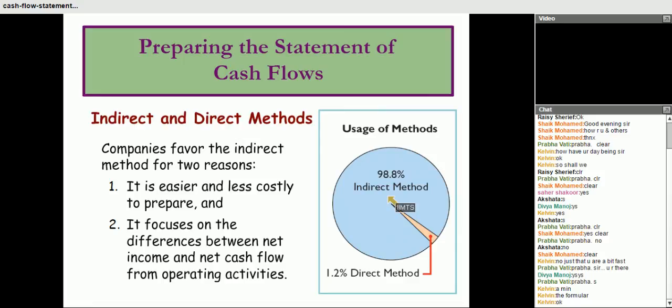Now, mostly in the industry, we use indirect method more. Like 98.8% industry uses indirect method and only 1.2% uses direct method. Companies favor the indirect method for two reasons. It is easier and less costly to prepare. It focuses on the difference between net income and net cash flow from operating activities.